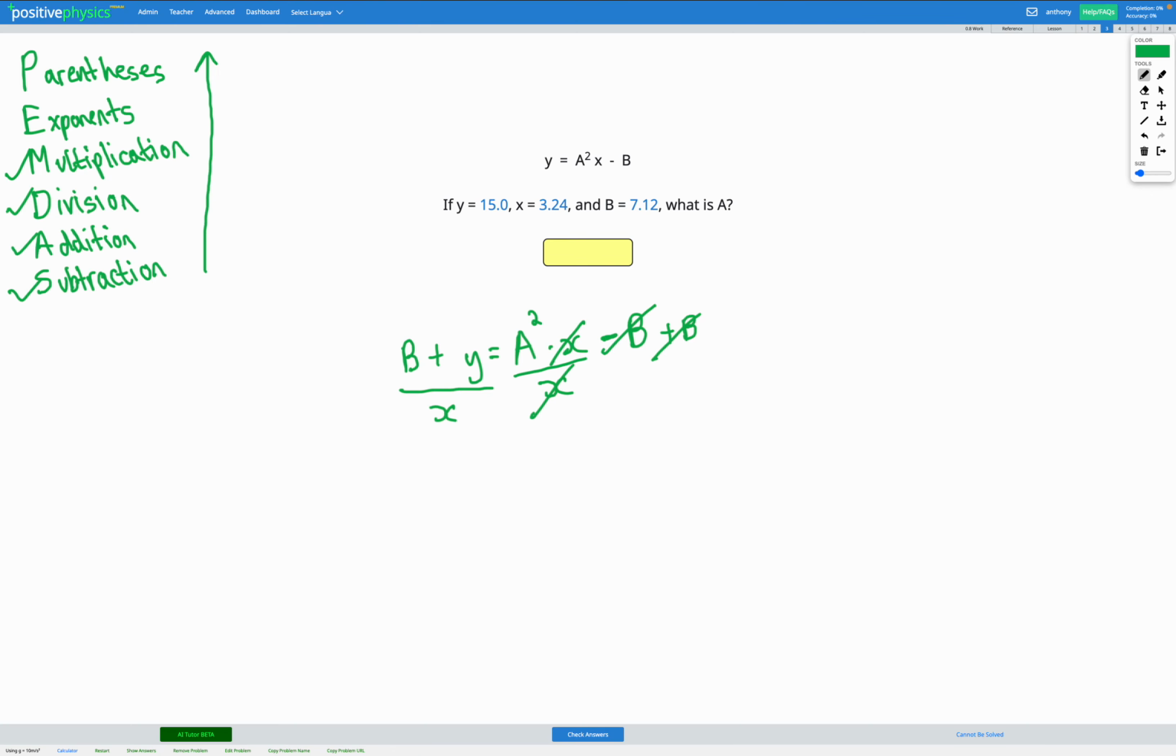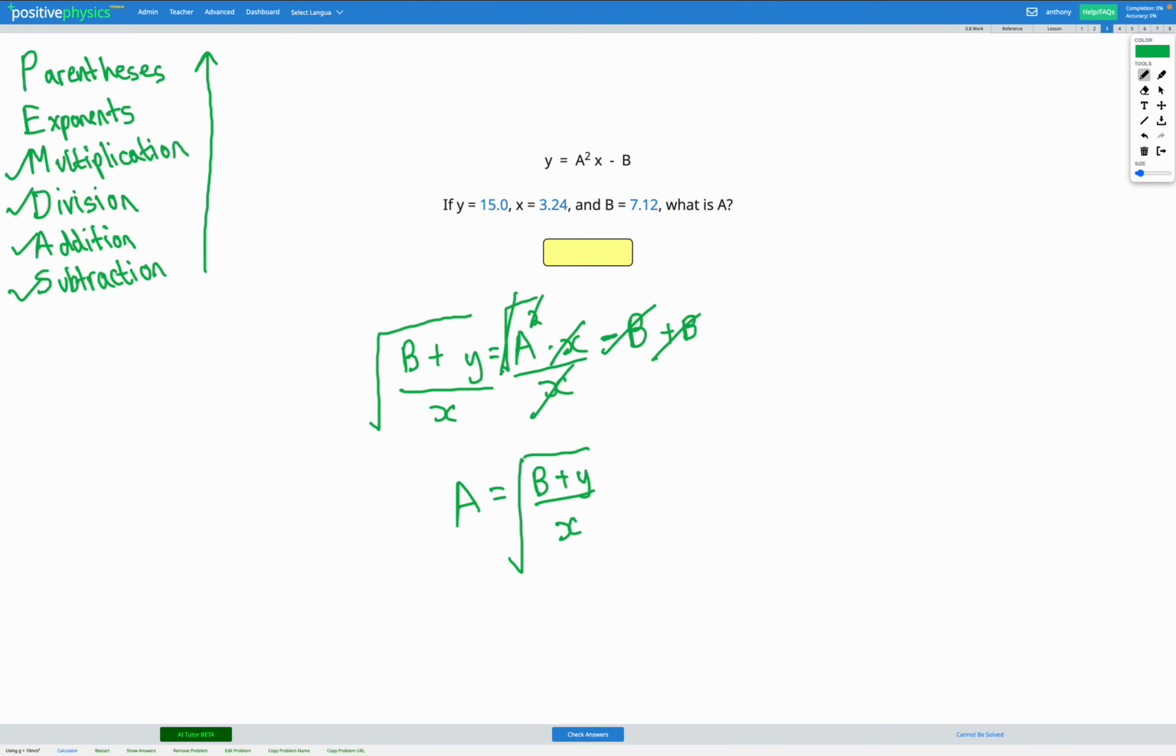To get rid of squared, we're going to do the opposite, or inverse function, which is the square root. So if I square root on the right-hand side, remember I have to do the same thing to the left that I do to the right. So I'm going to square root on the left-hand side as well. And if I take a squared and then I take the square root of that, that cancels out to just give me a. So I'm left with a is equal to the square root of b plus y divided by x.